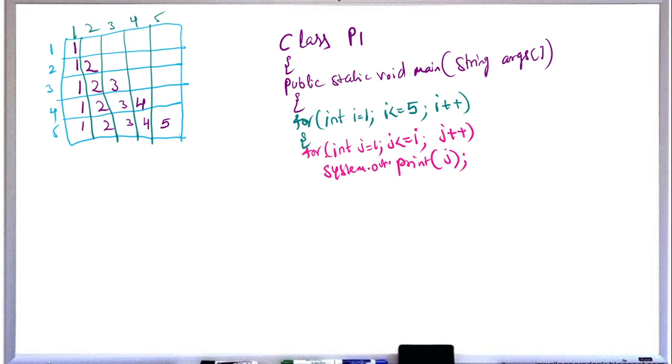After all the columns are filled in a particular row, next we need to move to the next row. That's why I'm using System.out.println, which prints a new line, and close. Close this for loop and these two brackets. This is the program for this pattern.